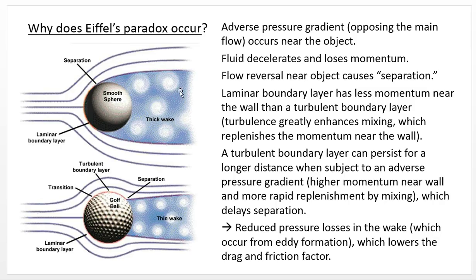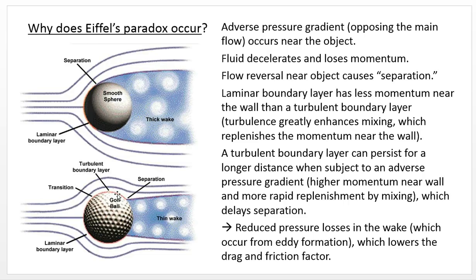So the wake, the region of perturbed flow behind the smooth sphere, will be much thicker than it will be for the turbulent boundary layer case, where the separation occurs at a larger distance downstream, further towards the back of the sphere. So reduced pressure losses in the wake lower the drag and the friction factor. This wake really disrupts the flow. It has a major effect on the pressure distribution throughout the entire flow regime, and there is a formation of eddies, which are regions of circulation or vorticity that move through in this wake. So this effect on the pressure is a major contribution to the drag, or the force the flowing fluid exerts on an object, for non-streamlined objects when wakes form.